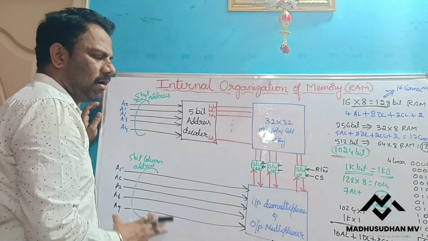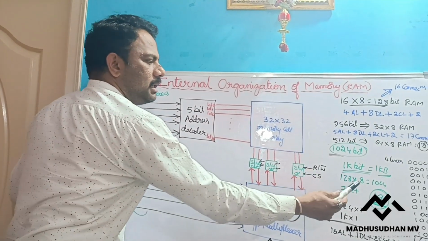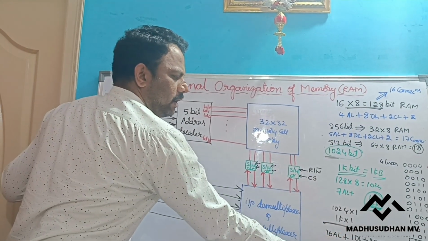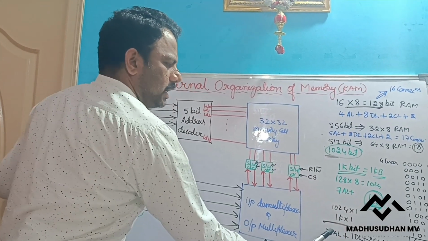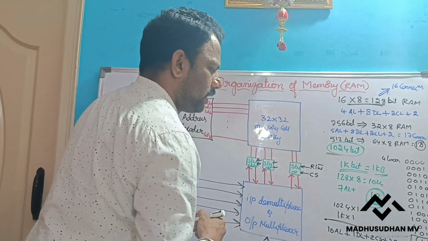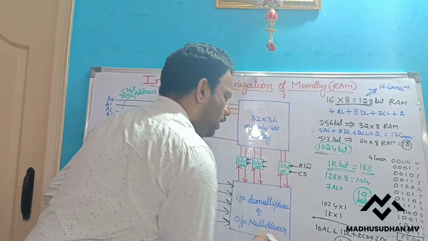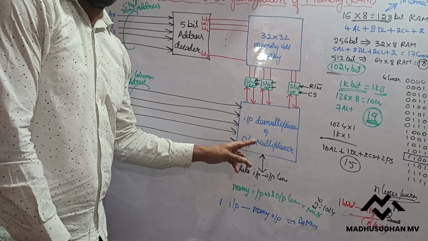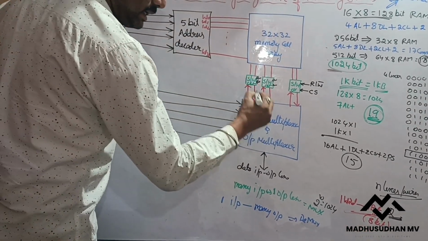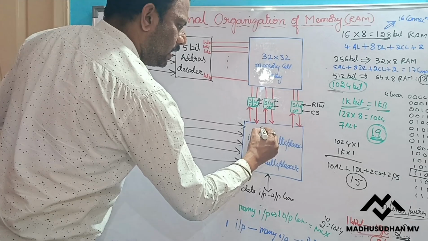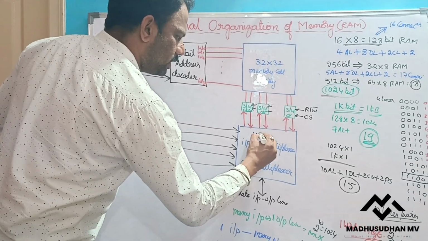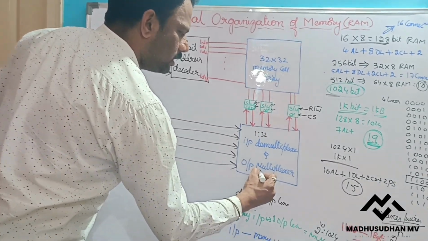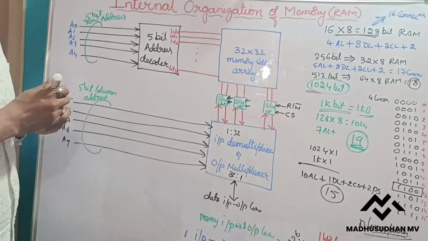So if you do this alternative arrangement, instead of 19 connections, we get only 15 connections. See, 10 plus 11, 13, 15. Only 15 connections. Now, what do we mean by input demultiplexer and output multiplexer? The input demultiplexer is 1:32, whereas the output one is 32:1.